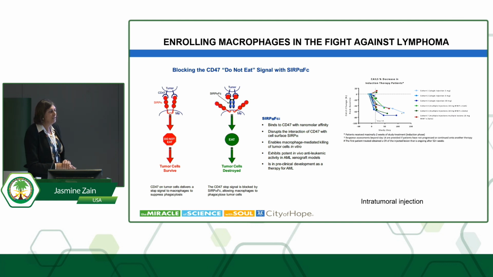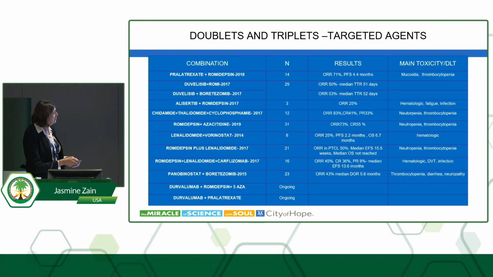But in this study, we actually saw responses in cutaneous T cell lymphoma with intratumoral injection, not only at the site of injection, but also in other sites of the disease. So this was an interesting approach that we're trying to figure out if we can combine with other agents. This is an ongoing list of combinations, triplets and doublets, in PTCL that are being evaluated.